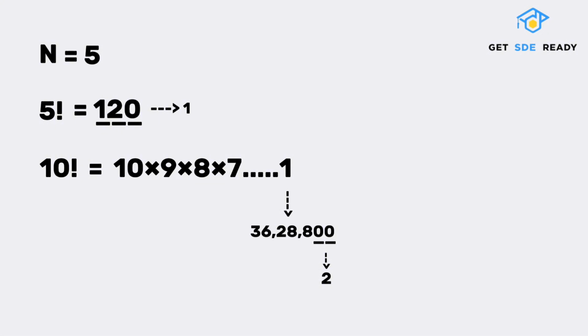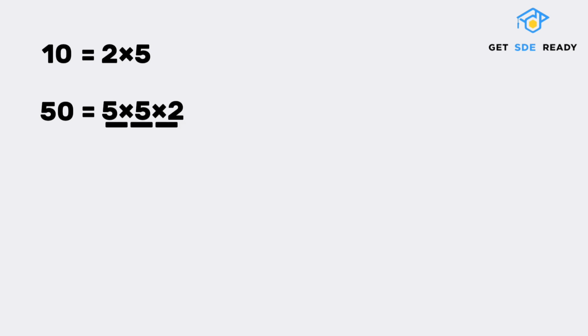Okay, so let us see first of all how a zero is produced. A 10 or a 0 basically comes in when you multiply a 2 and a 5. Basically a pair of 2 and a 5 gives you 1 zero at the end, right? So if you see, 50 is 5 into 5 into 2. How many pairs of 2 and 5? Only one pair of 2 and 5. That's why one trailing zero.